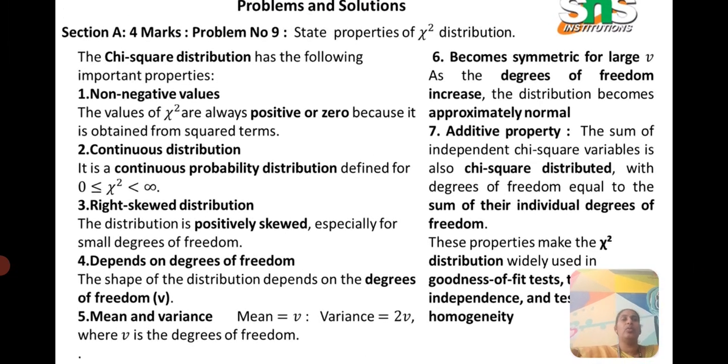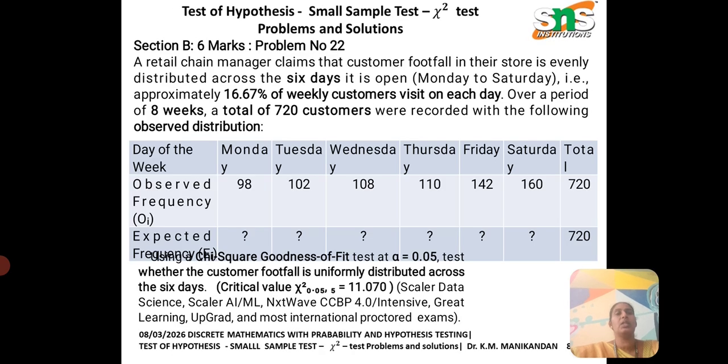And if we want to go with the properties of the Chi-square distribution, it has the following properties: non-negative values, continuous distribution, right skewed distribution, dependence on the degrees of freedom, mean and variance, becoming symmetric for a large value, and the additive property. The Chi-square distribution is widely used in goodness of fit as well as the test of homogeneity.